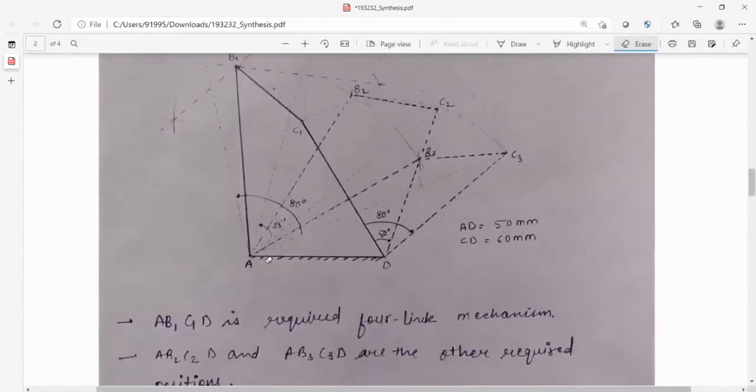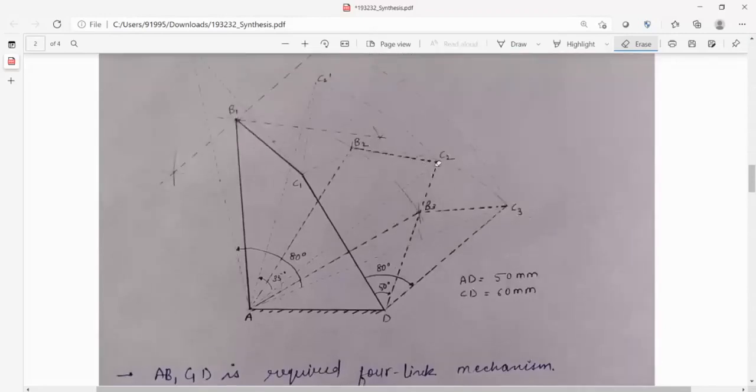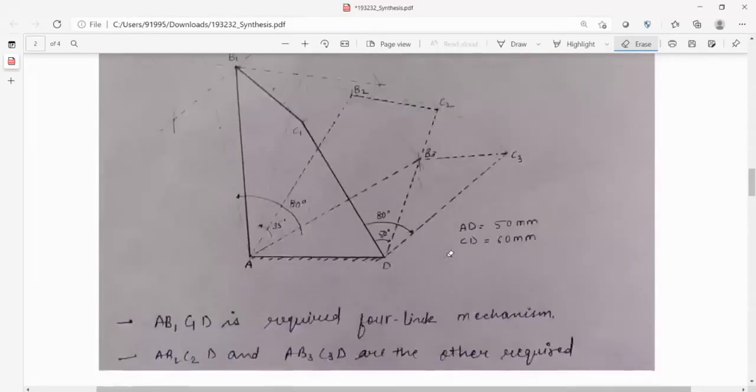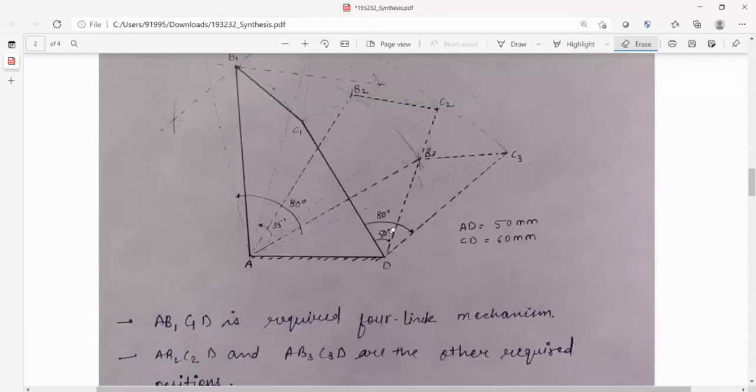We will start by drawing a line segment AD of suitable length, and it will represent our fixed link. I have taken it as 50 mm, and we will choose a suitable length for the output link DC and a suitable location of the point C1. So this is our output link DC, and I have taken C1 as per my required location. So now we are required to locate point C2 and C3. For this, we will rotate this DC1 in clockwise direction by an angle of 50 degree and 80 degrees. So we'll get C2 and C3.